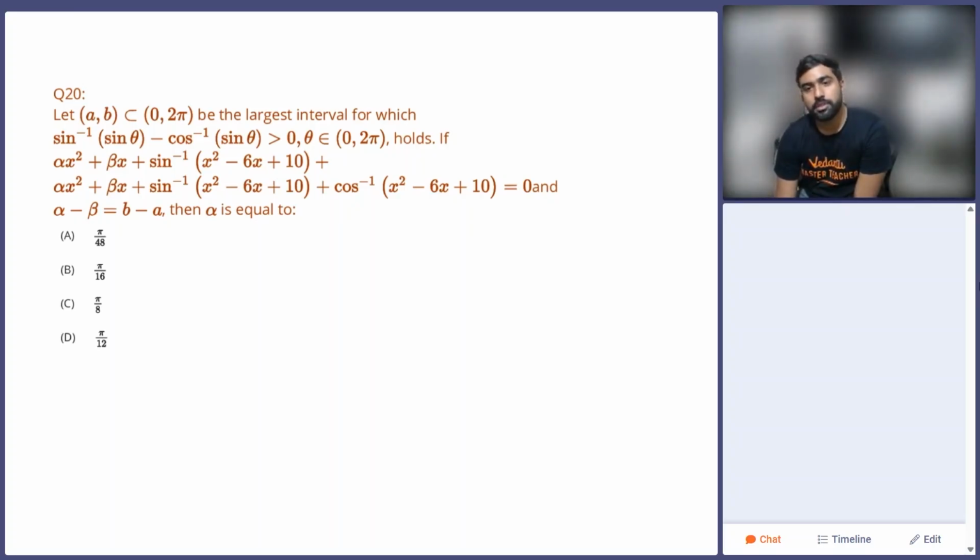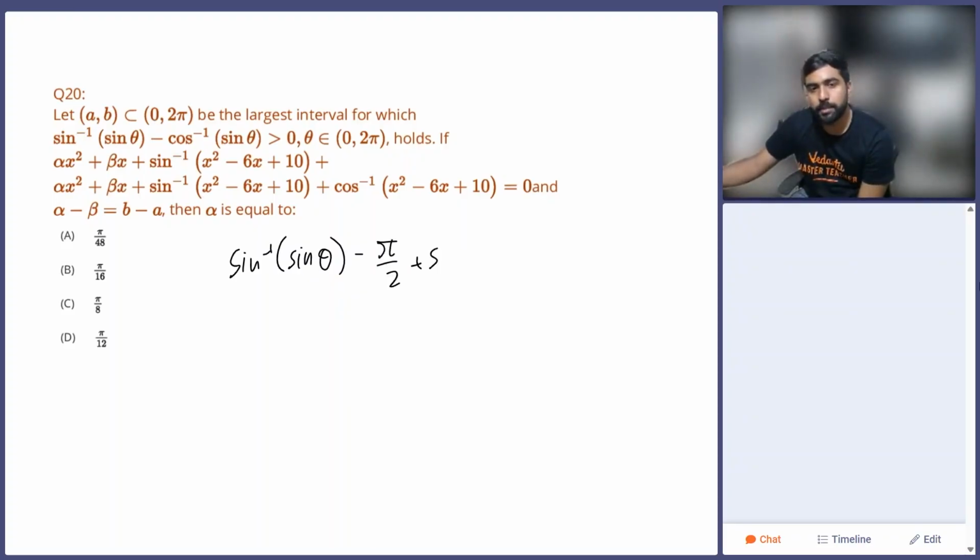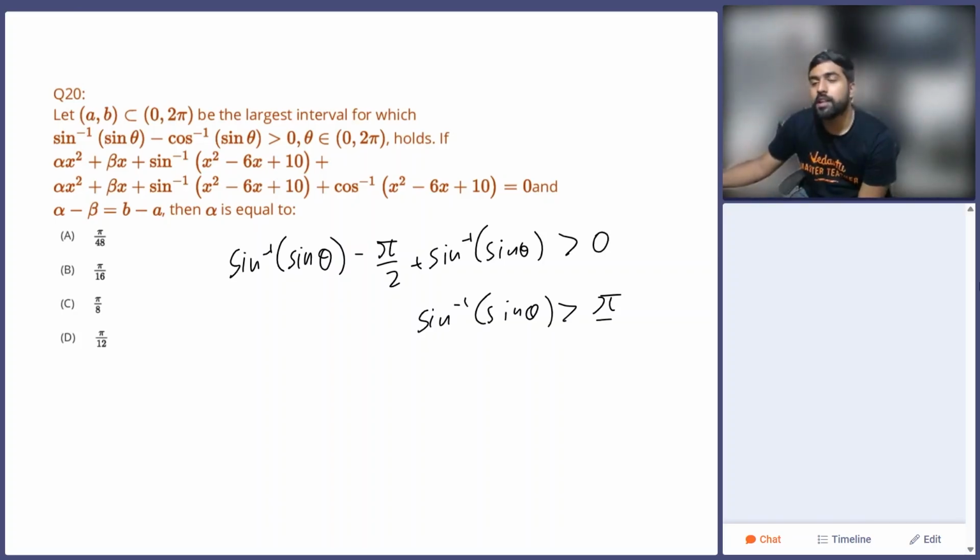Theta belongs to 0 to 2 pi holds. So I can write this as sine inverse of sine theta minus cos inverse x, which I can write as pi by 2 minus sine inverse x. So minus pi by 2 plus sine inverse of sine theta, minus becomes plus. This expression is greater than 0 is given to you. So 2 sine inverse of sine theta is greater than pi by 2, which means it is greater than pi by 4. So this is sine inverse of 1 by root 2. So I have sine theta is greater than 1 by root 2.